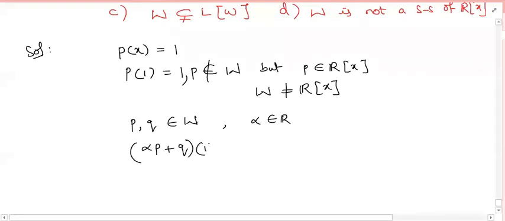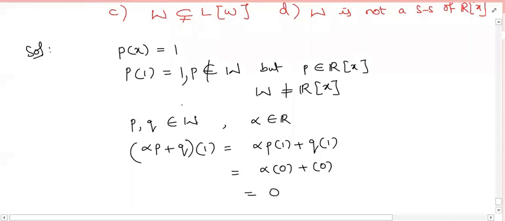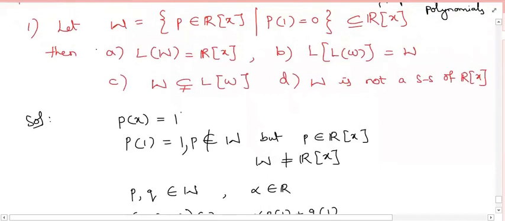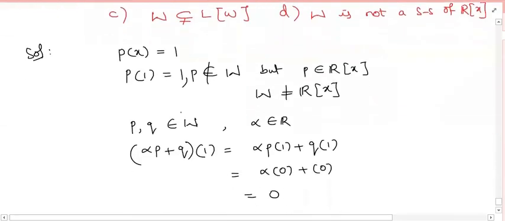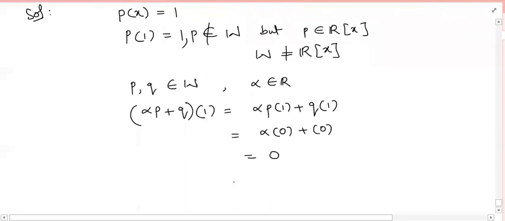Remember here P comma Q are polynomials, okay? Alpha into P of 1 plus Q of 1. So alpha into P of 1 is 0, because P of 1 is 0, and Q of 1 is also 0. Why are P of 1 and Q of 1 zero? Because P, Q are coming from W. What is the rule in W? If you evaluate a polynomial at 1, it should be 0. So that's why alpha P plus Q belongs to W. That implies W is a subspace.